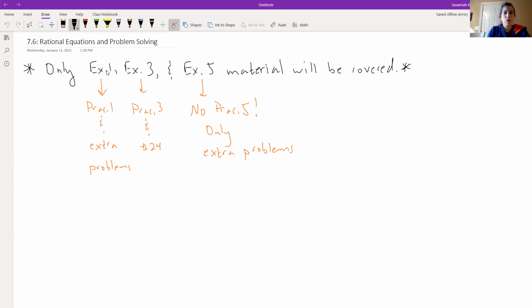So as you can see, only examples 1, 3, and 5 are important from section 7.6, in my humble opinion. And to teach the material that's covered in example 1, I'll be doing practice 1 and then some extra problems from the back of the book, because just one problem is not enough. Example 3, I'll show you practice 3, and then I'm going to specifically highlight number 24 from the homework section.